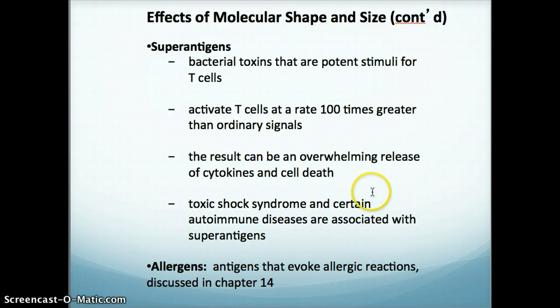Now, it can be detrimental at times because sometimes it's almost like an overreaction. We can get toxic shock syndrome, and certain autoimmune diseases are also associated with superantigens. You can imagine why this might be true, since it elicits such a strong reaction. And then allergens, which we're not going to discuss in this chapter, are antigens that will start an allergic reaction. These are discussed in chapter 14, which we won't actually be covering, but is a very interesting study.